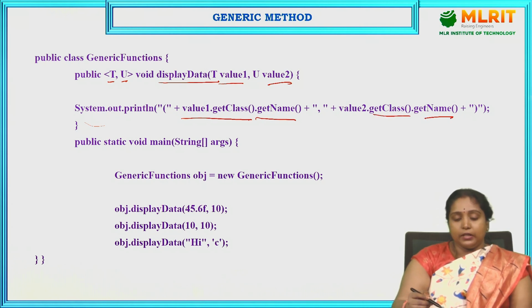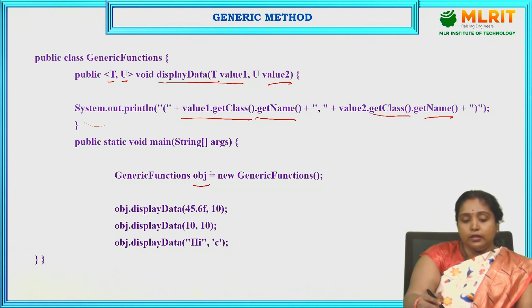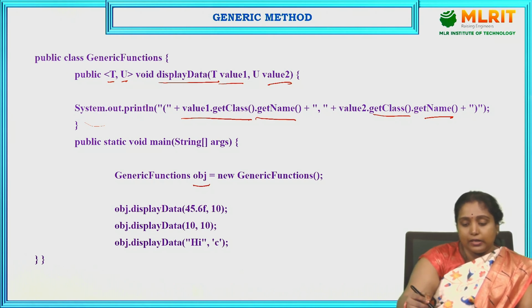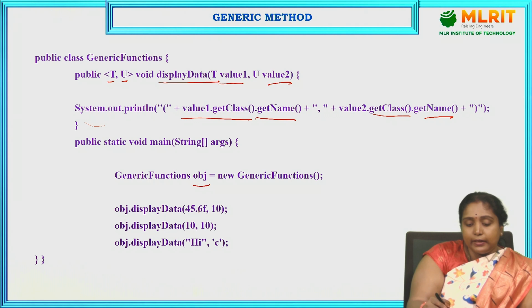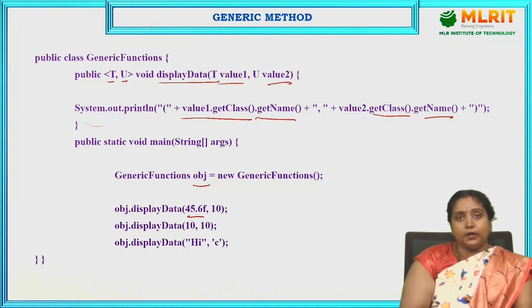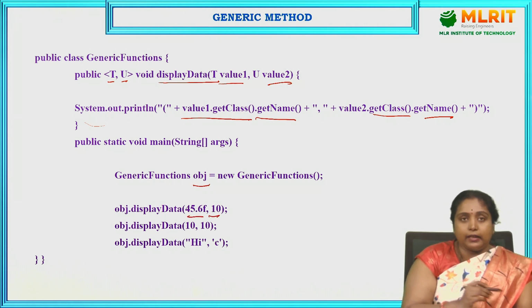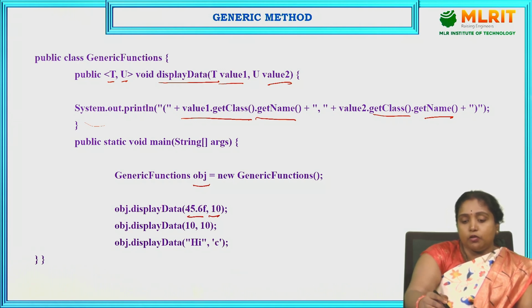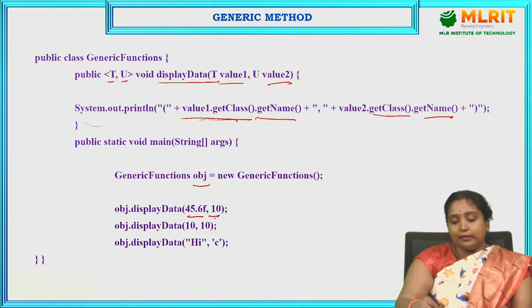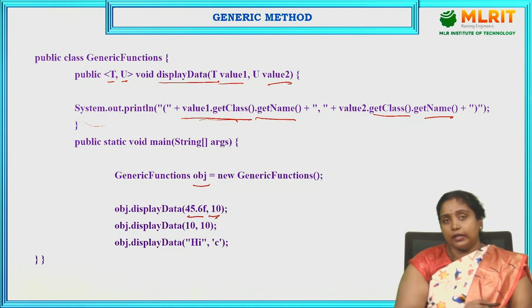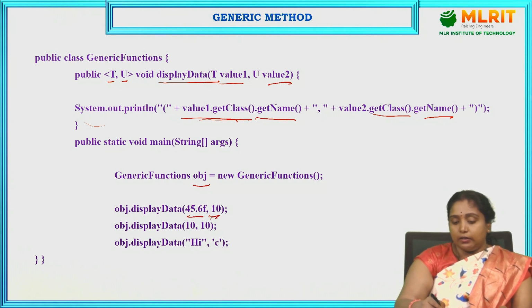Here I am creating an object for this particular class. Display data of 45.6f, and 10 is my second value. So what type of data will you get? It is a java.lang package class, and for 10 you will get the integer and float types.